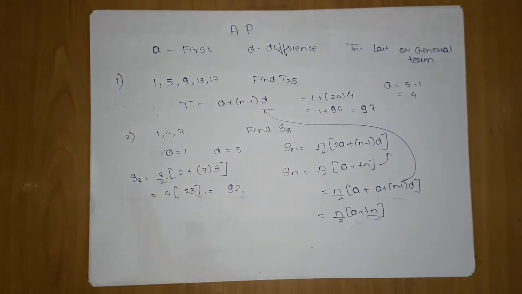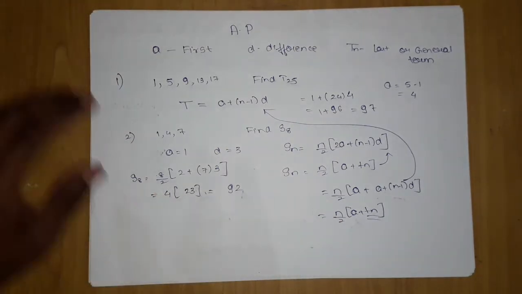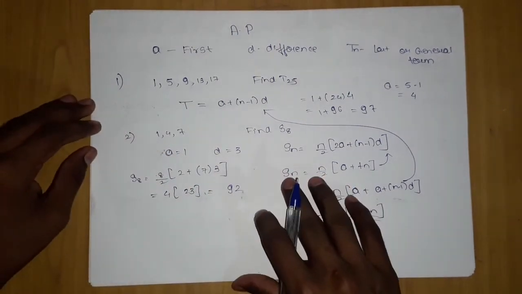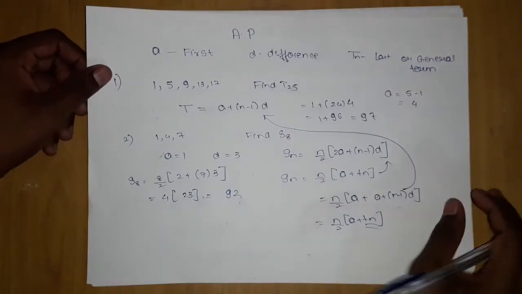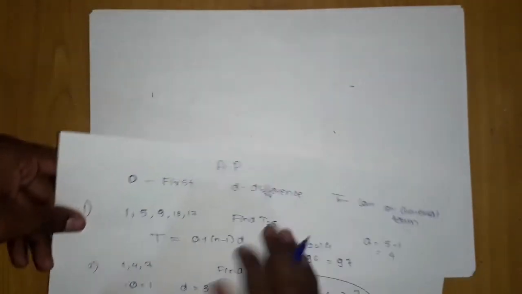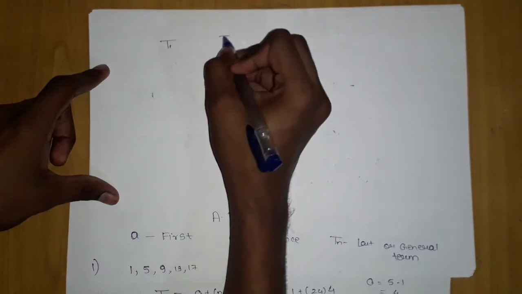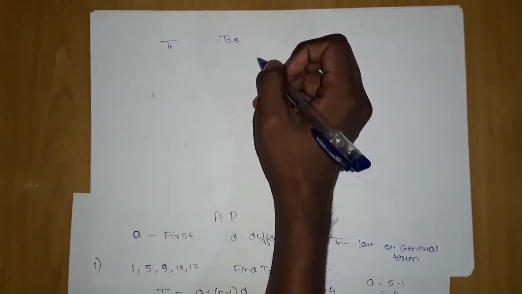Now let's move on further. Now let's see the shortcuts I am going to tell you. Just see this; this will help you more than the things we are learning. The first question which I gave you was find T25. Now the shortcut tricks.